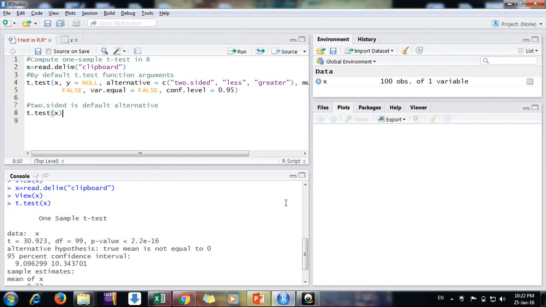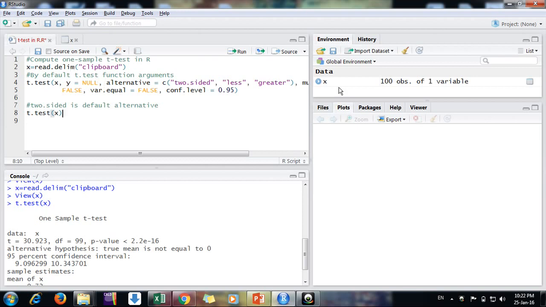Hello friends, welcome. Today we'll discuss how to do a two-tail t-test in R. R makes things simple, friends. Whatever we do, R is the easiest tool, and it's freely available.